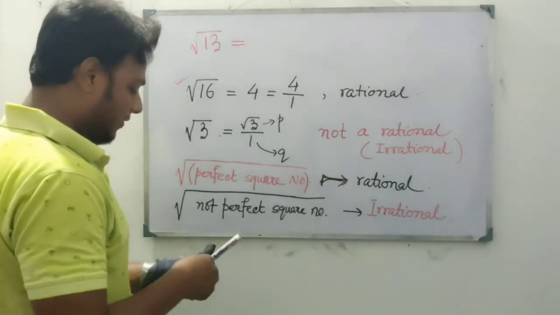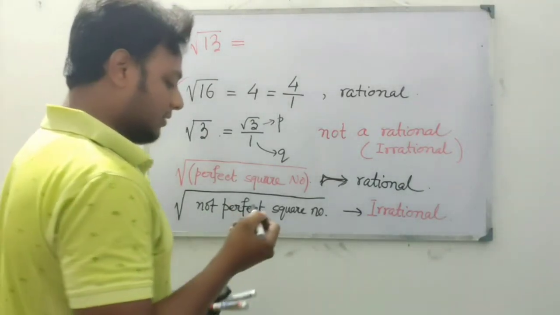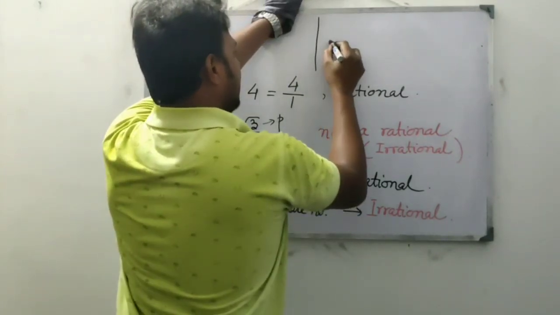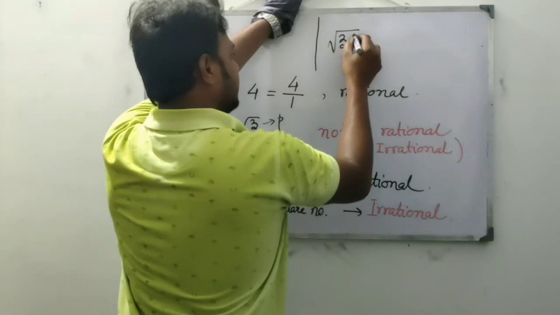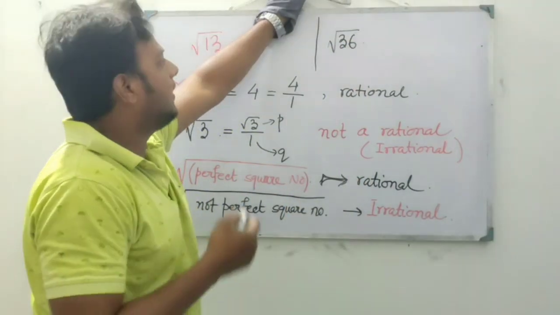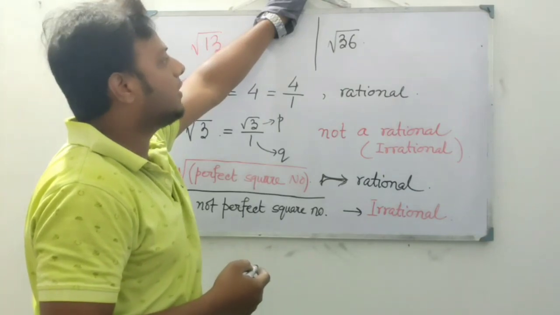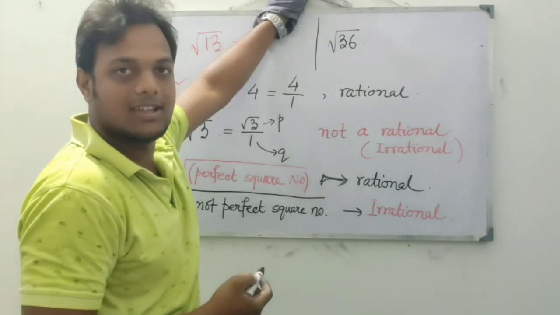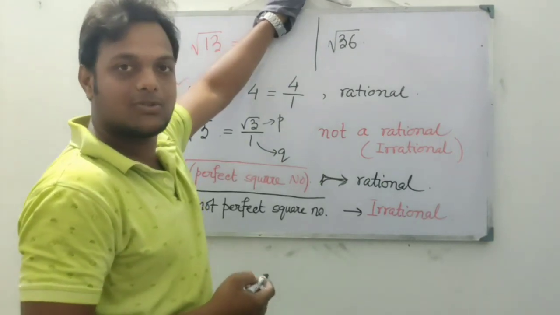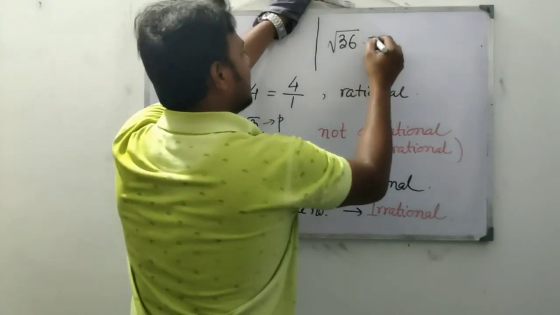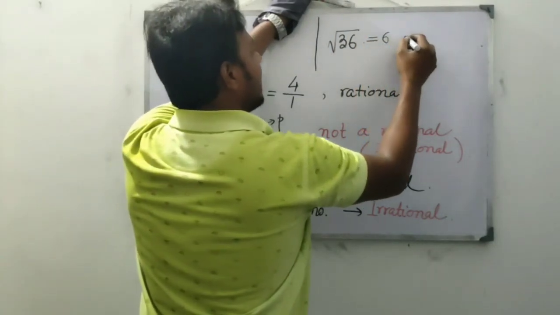Now anyone tell me, could anyone give me the answer, what about root over 36? This is a square root number, and inside the root there is 36, and 36 is a perfect square number. Why? 6 squared means 36. So root over 36 equals 6. That means it is rational.